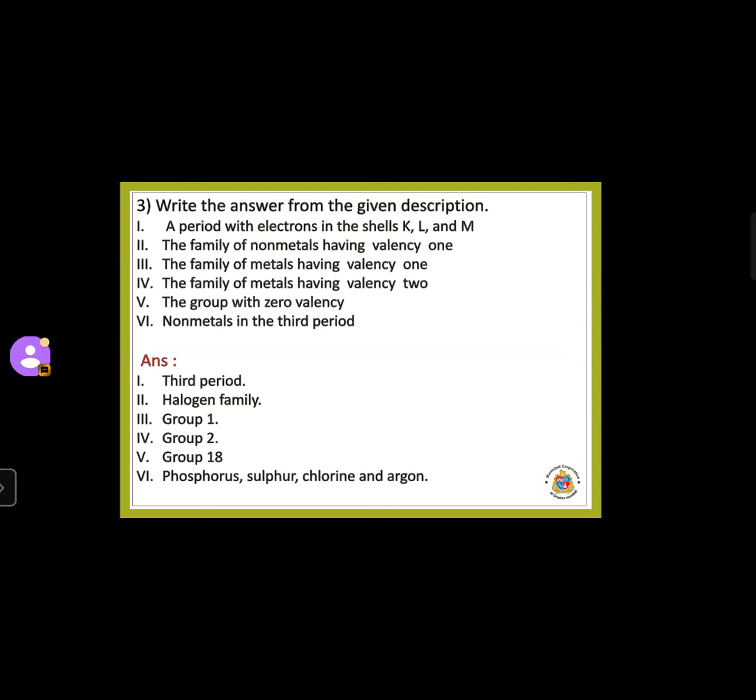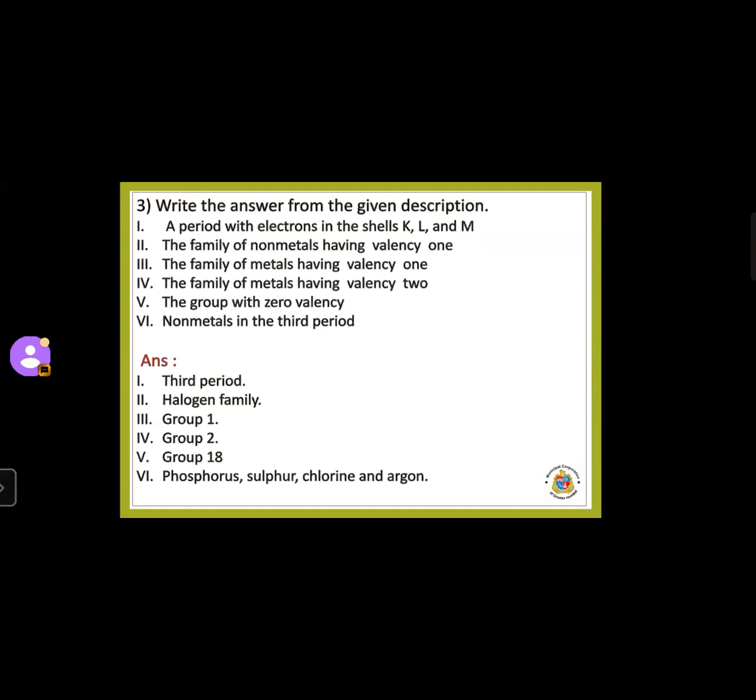Okay. So one shell, first period. Two shells, second period. Three shells means third period. So the answer of first question is third period, because a period with electrons in the shell K, L, M. So three shells are there, means third period. Now second one is what?